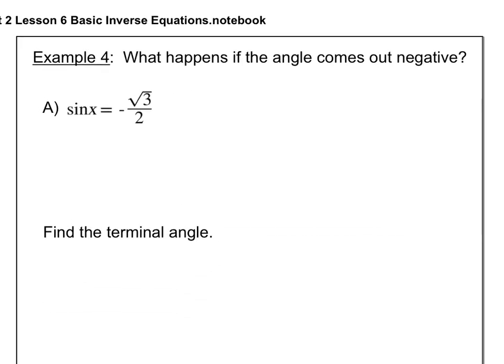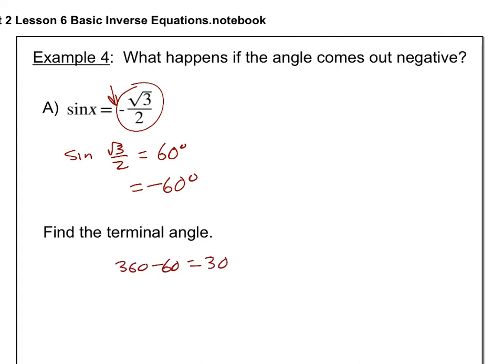So, sine inverse, what happens if my angle comes out negative? So, sine inverse is negative square root of 3 over 2. So, where do I have negative square root of 3 over 2? I kind of treat it like a regular angle. So, where is the sine, the square root of 3 over 2? Well, that's at 60 degrees. But it's negative, so it's actually negative 60 degrees. So what's my terminal angle? The actual terminal angle is going to be 300 degrees.